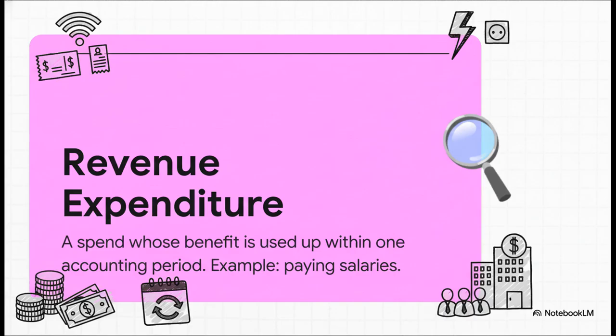And what about revenue expenditure? Well, this is the daily routine kharcha, the everyday expenses. Think about paying your monthly internet bill or the electricity bill. You pay it again and again, and the benefit gets used up really quickly, right? Usually within a month or maybe a year. For a business, this is stuff like paying salaries to employees or the rent for their office space.